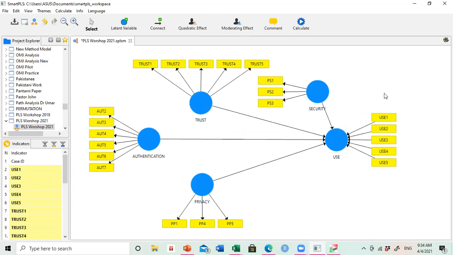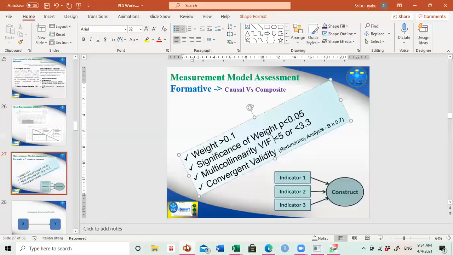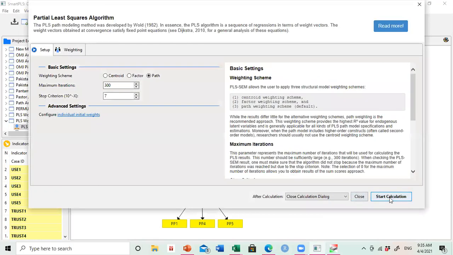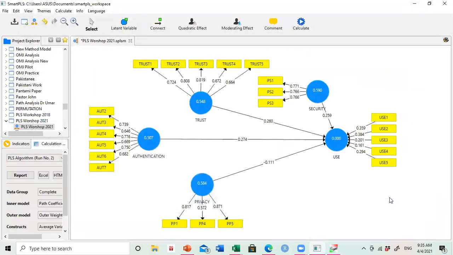So the first thing that we said in the slide is that we want the weight to be greater than 0.1. How are we going to know that? We run the PLS algorithm as we did yesterday. Run PLS algorithm, then we say start calculation. In this case, we look at use. Are all these greater than 0.1? The answer is yes. So the first condition for a formative indicator is achieved. All of them are greater than 0.1.